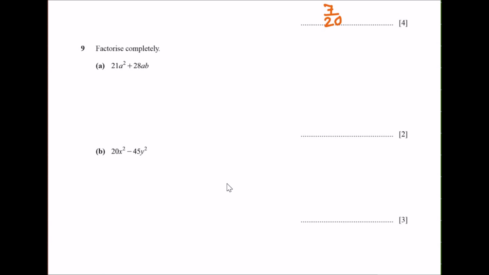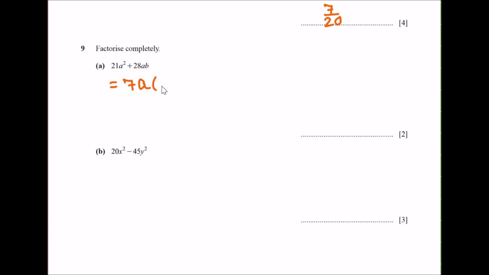Now an algebra question. It says factorize completely. So we'll find the highest common factor. There are only two terms, so we'll look at the numbers first. We have 21 and 28. What is the highest common factor of 21 and 28? That is 7. So put 7 here. Now a square and here a. So we take the variable with the lower power. So a will be the common factor outside. So 7a.